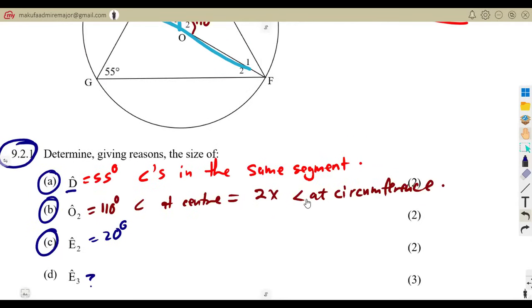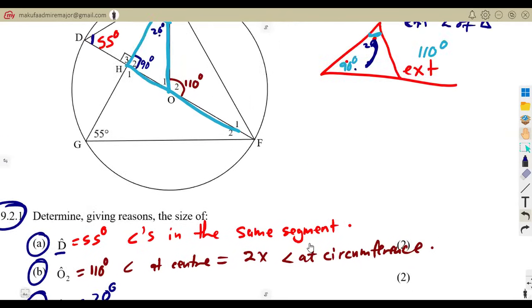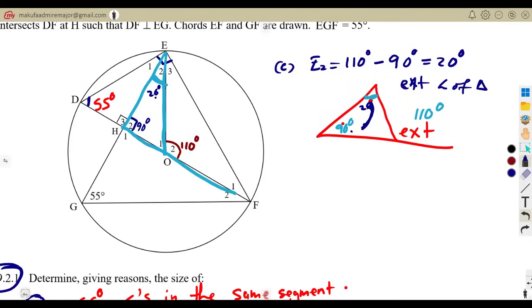E3, let's check where our E3 is. Our E3 is here. So this is where we have our E3, the remaining part here. Remember, this is E1, E2, E3. So how can we find E3? Which concept can we use? What can we do? All right.